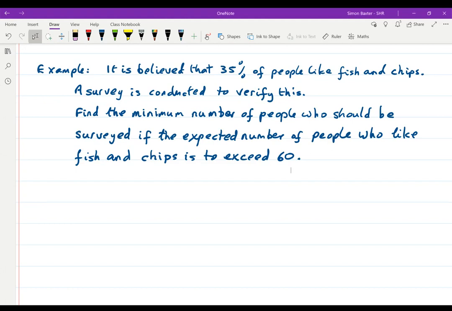We now look at another example. It is believed that 35% of people like fish and chips. A survey is conducted to verify this. Find the minimum number of people who should be surveyed if the expected number of people who like fish and chips is to exceed 60. Okay, let's have a look for a solution.